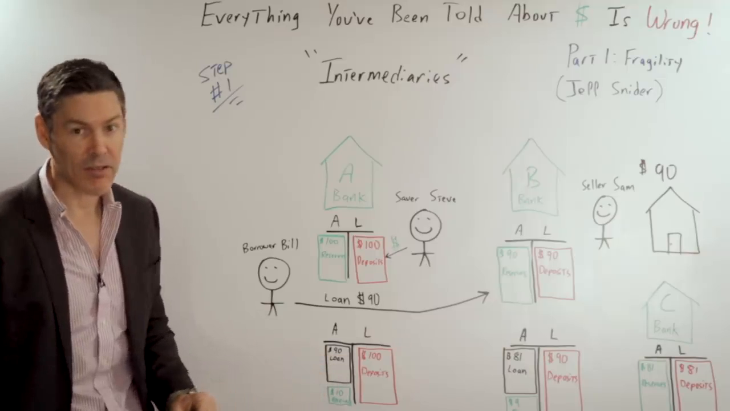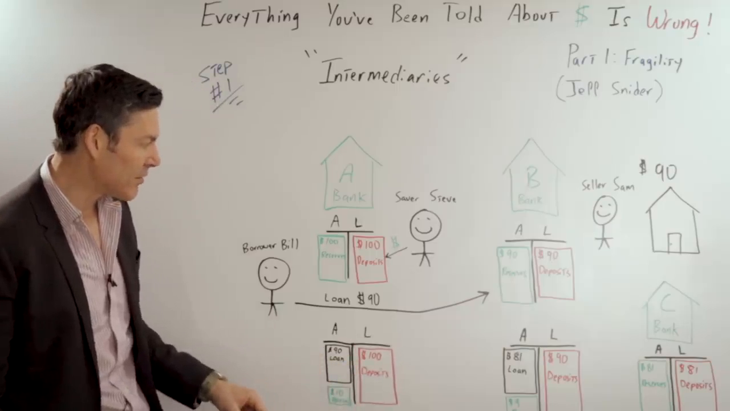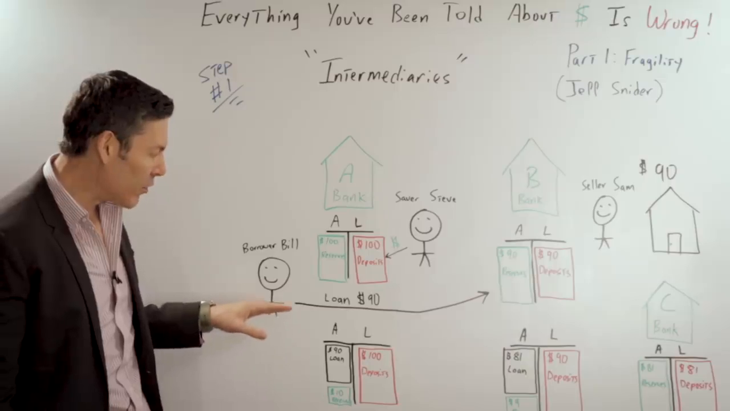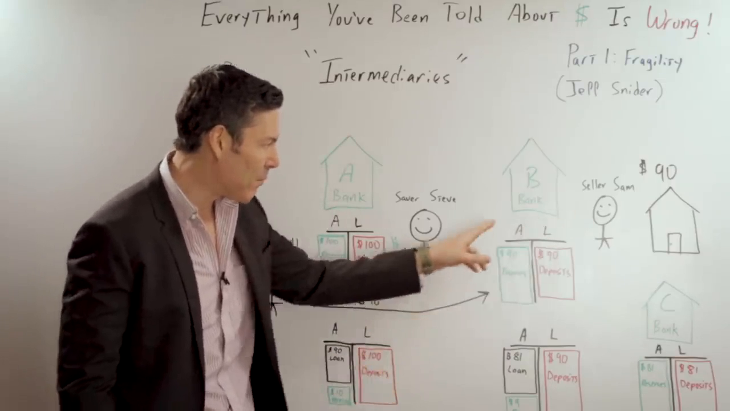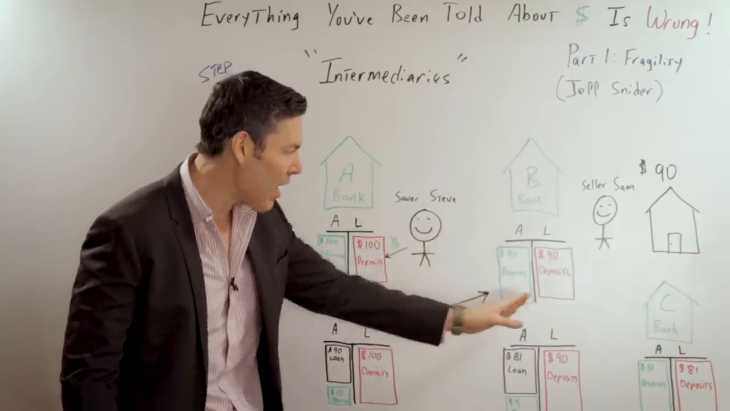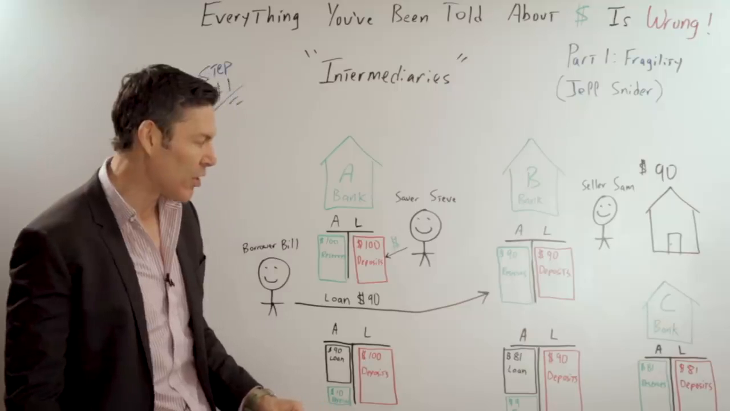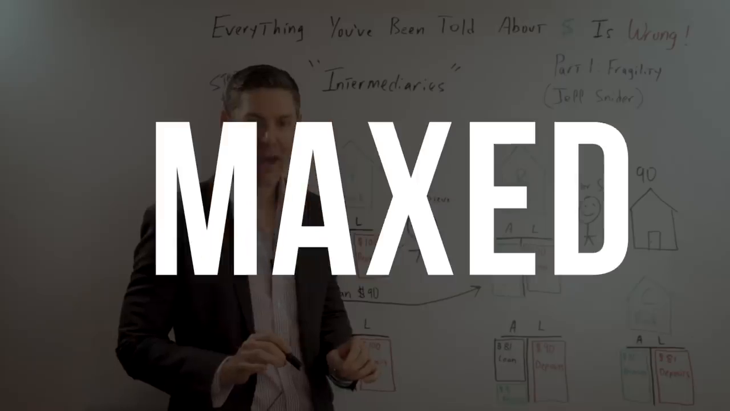Their liabilities are still the same. They have $100 in deposits that they owe saver Steve. Well, that loan, the money from that goes over to Sam's bank account at Bank B. So now they have $90 in deposits and $90 in reserves. And this process continues until the reserves are maxed out.